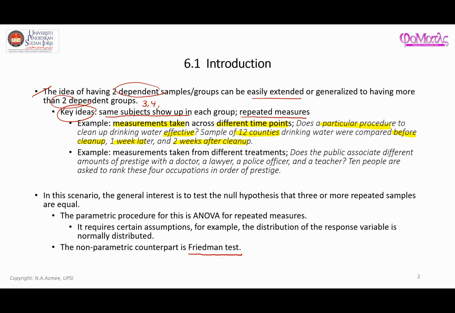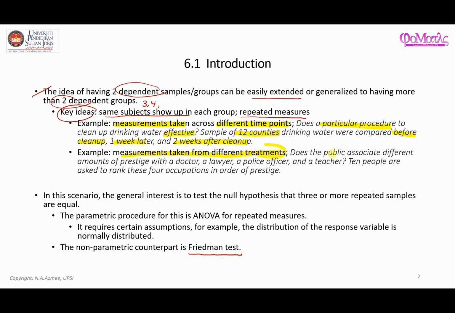Now the next example is where you have measurements taken from different treatments. The word treatments here is very general. It can mean truly different treatments, for example, different drugs given to a certain patient, drug A, drug B, or drug C. It can also mean different methods being applied to the same subject. But it can also mean different conditions. So the example of different conditions is given here.